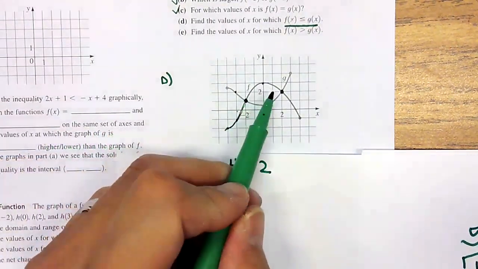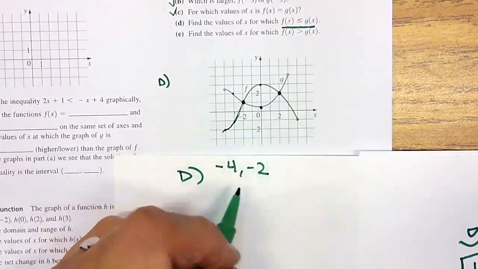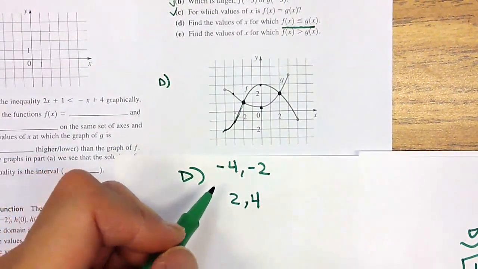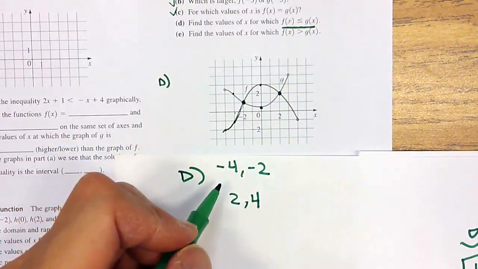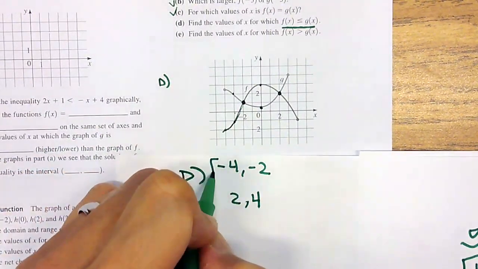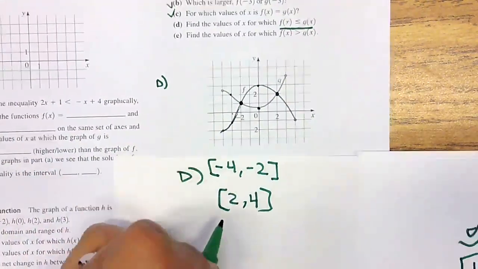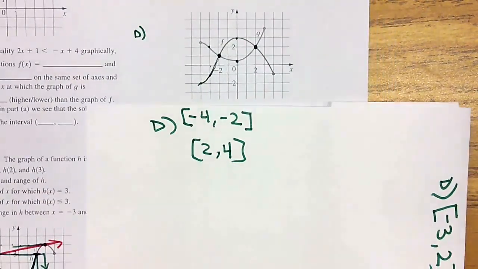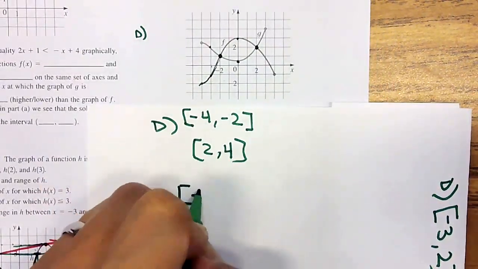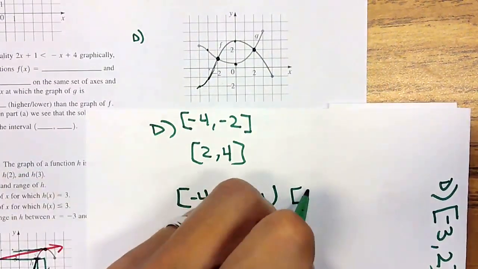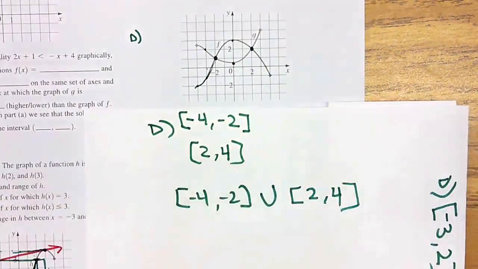Where else? 2 to 4, right? Now, is it bracket or parentheses around both? Bracket, bracket, bracket, bracket. And remember, in order for us to write it correctly, it will be bracket -4, comma -2, union bracket 2, comma 4. Okay. Don't forget the union. All right.